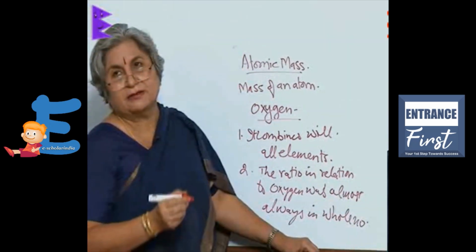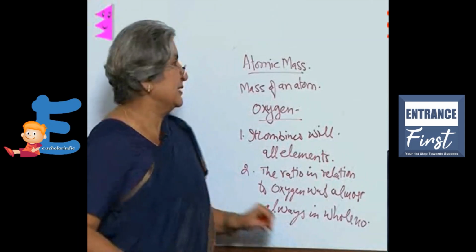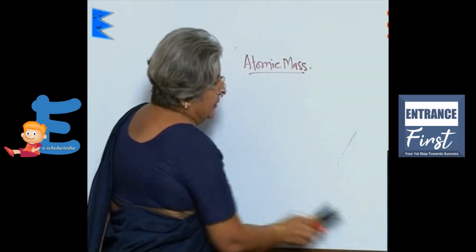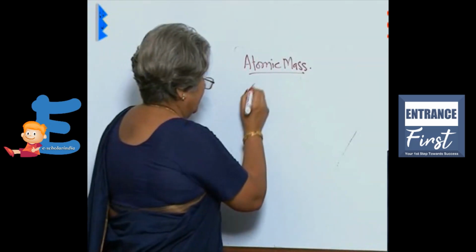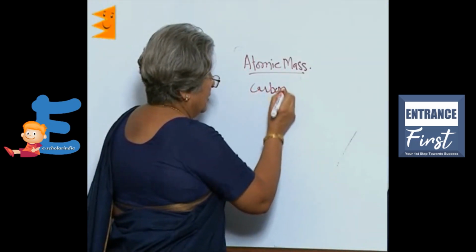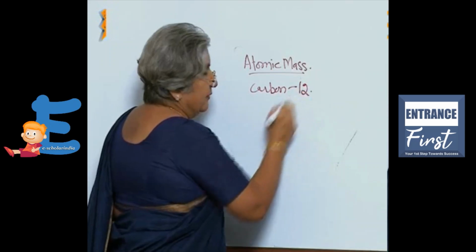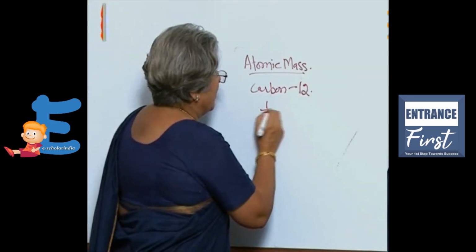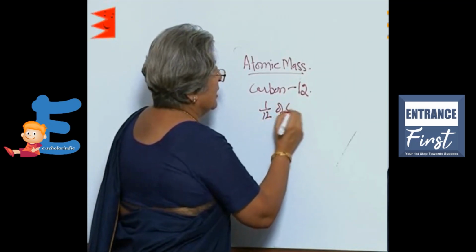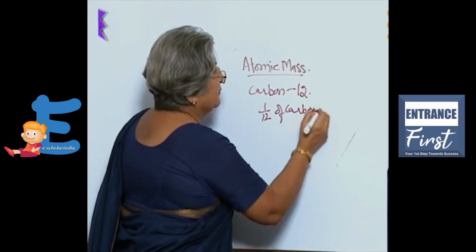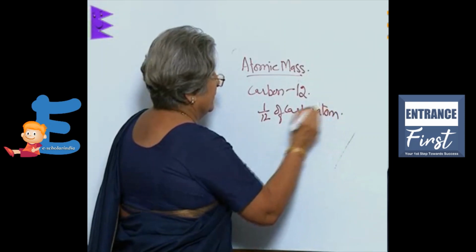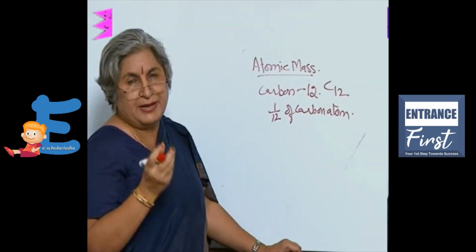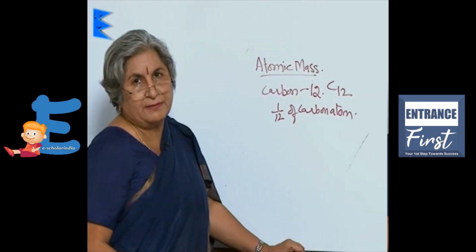However, later this was changed. In 1961, the basis they decided was carbon. Now carbon atomic mass is 12, so the basic unit of atomic mass is 1/12 of a carbon atom. So we have taken C12 as the basis of deciding on atomic mass.